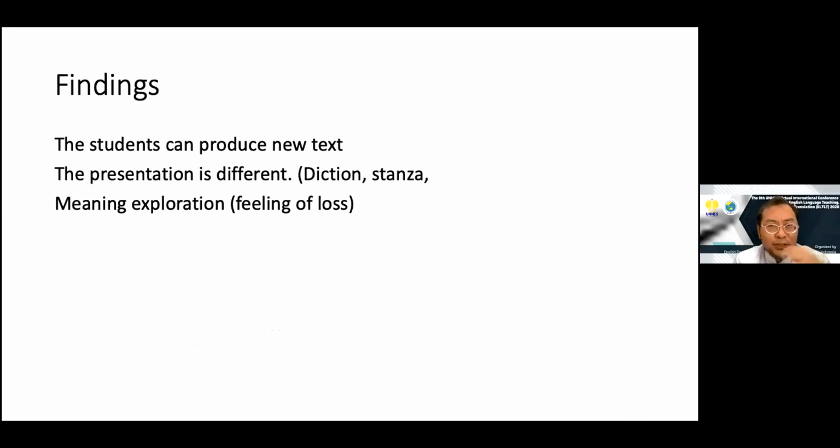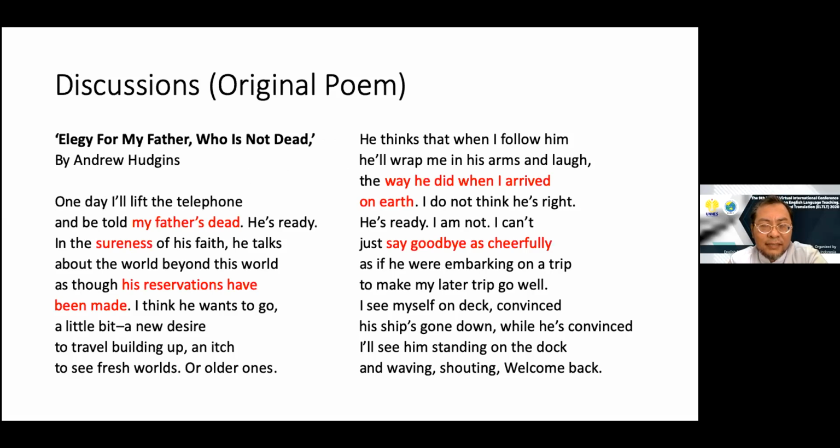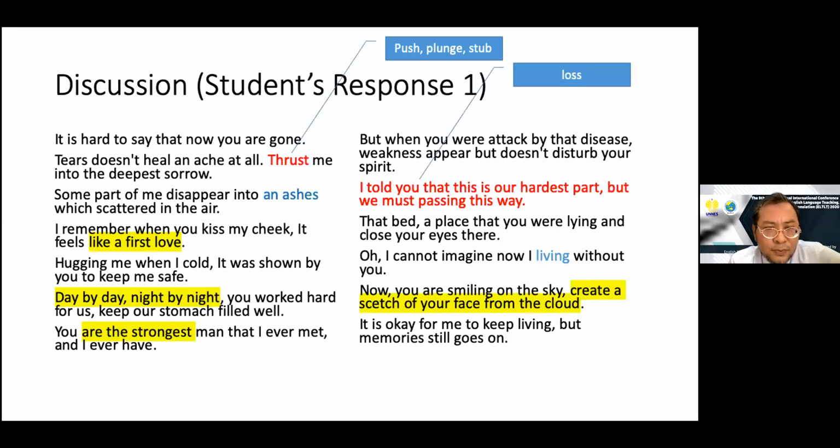1 minute, okay. Now we are going to the findings. Based on the analysis, the students can produce a new text. The presentation is different. What I mean by presentation is diction, stanza, and the meaning exploration. There is a feeling of loss, because the poem here, the elegy for my father, who is not there, is about the speaker's loss of his father's passing away, and these are the students' responses. The presentation is really different, but the sense of loss is there in their poems.